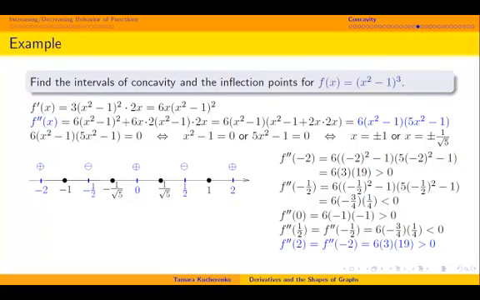According to the concavity test, the function is concave up on the intervals where the second derivative is positive, and concave down where the second derivative is negative. We indicate this by drawing lower semicircles over intervals marked with a plus and upper semicircles over intervals marked with a minus.